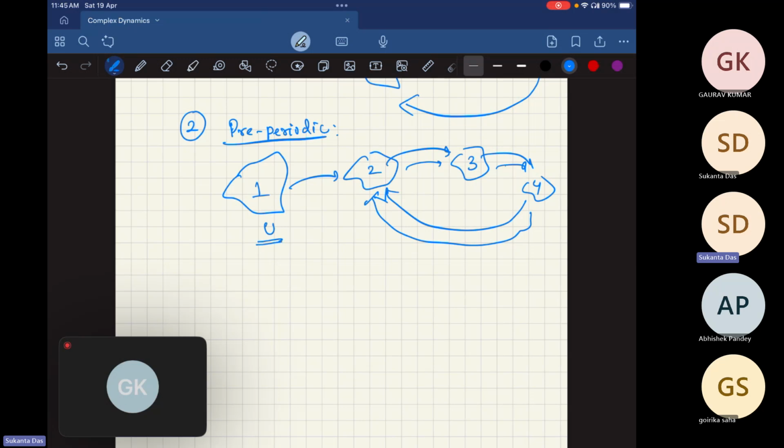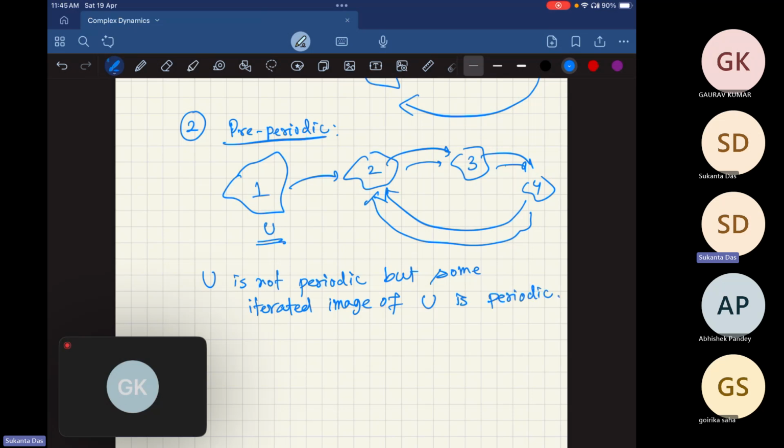That means U is not periodic, but some iterated image of U is periodic.